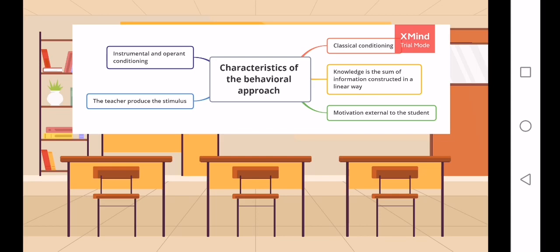And the last is classical conditioning. This describes an association between stimulus and continuous response, so that if we know how to pose the appropriate stimulus, we will obtain the desired response. And this conditioning displays only very elementary behaviors.